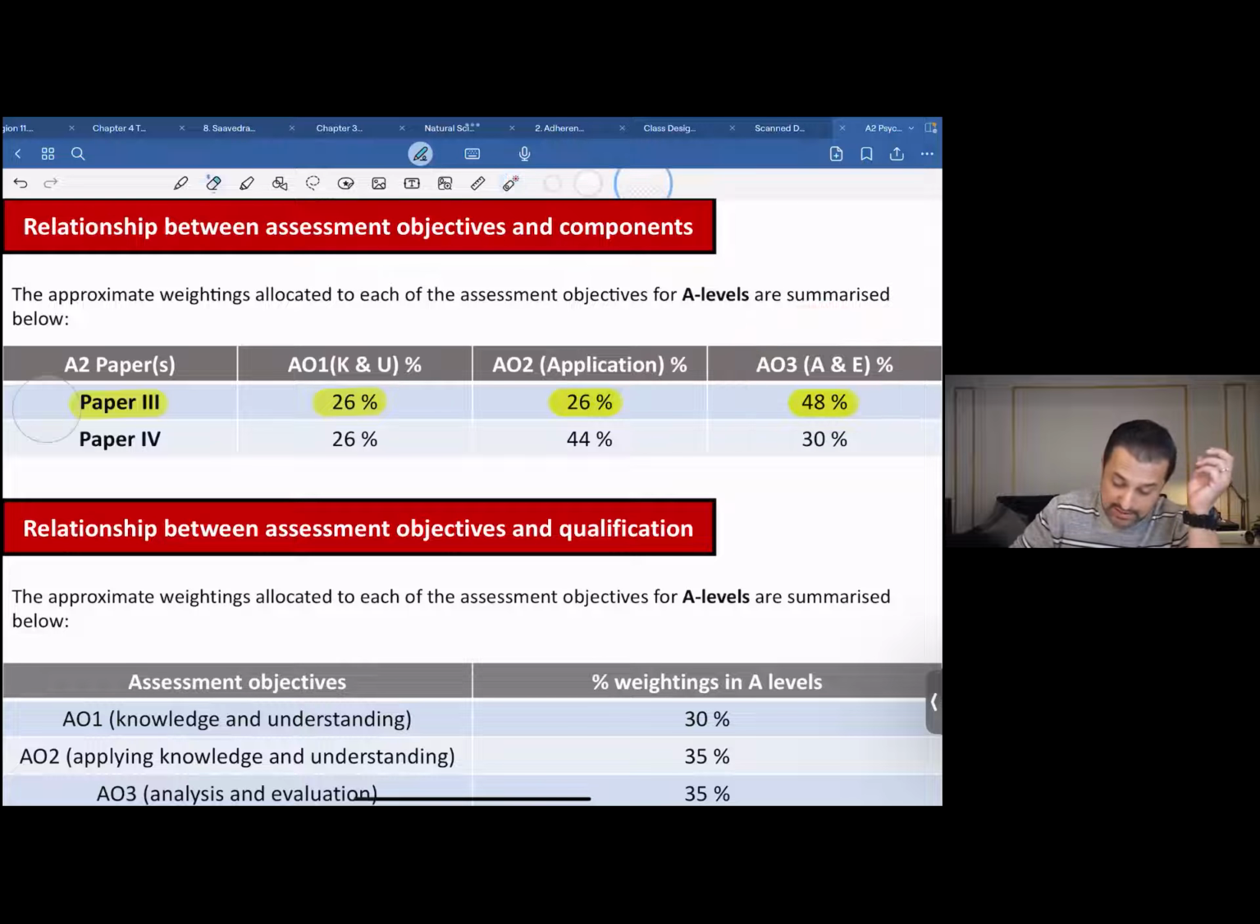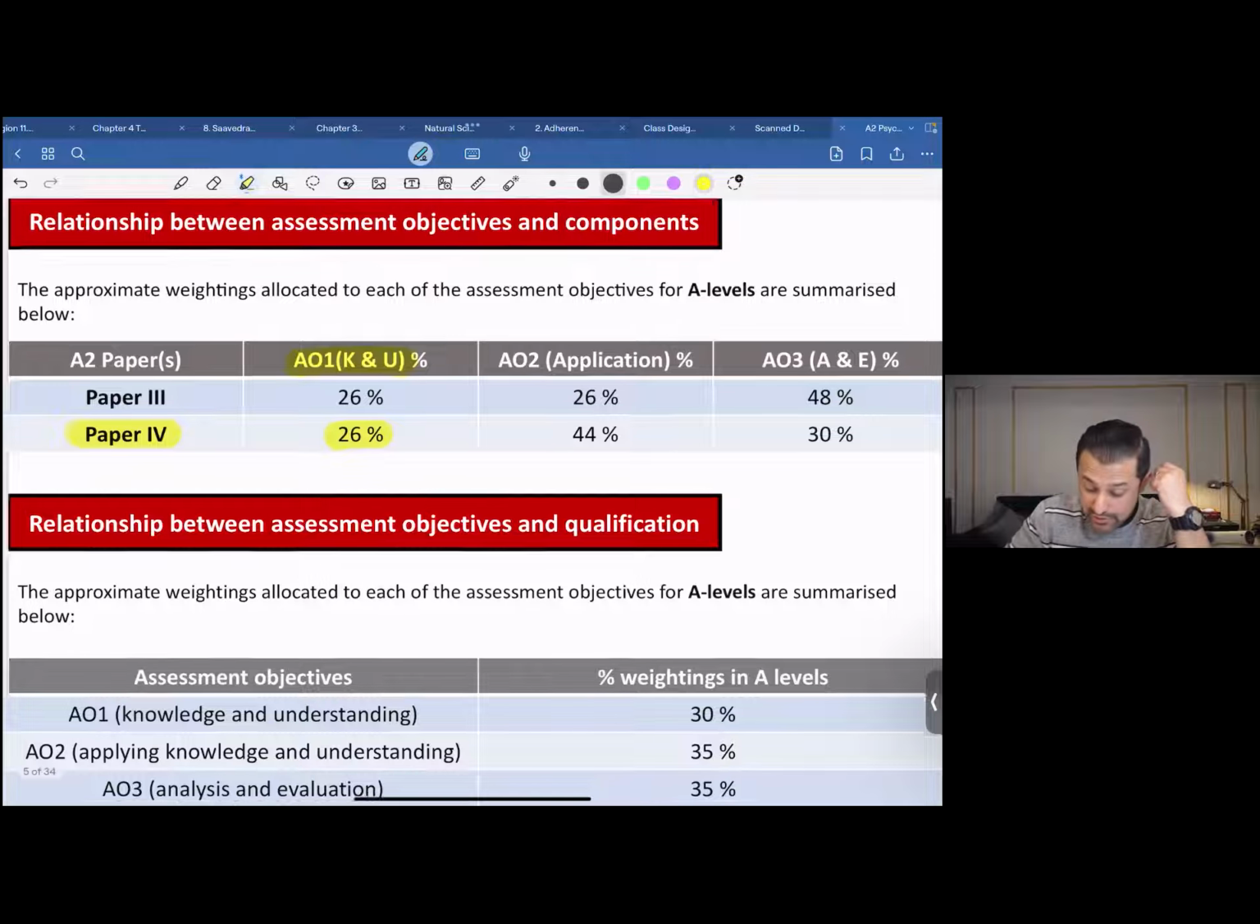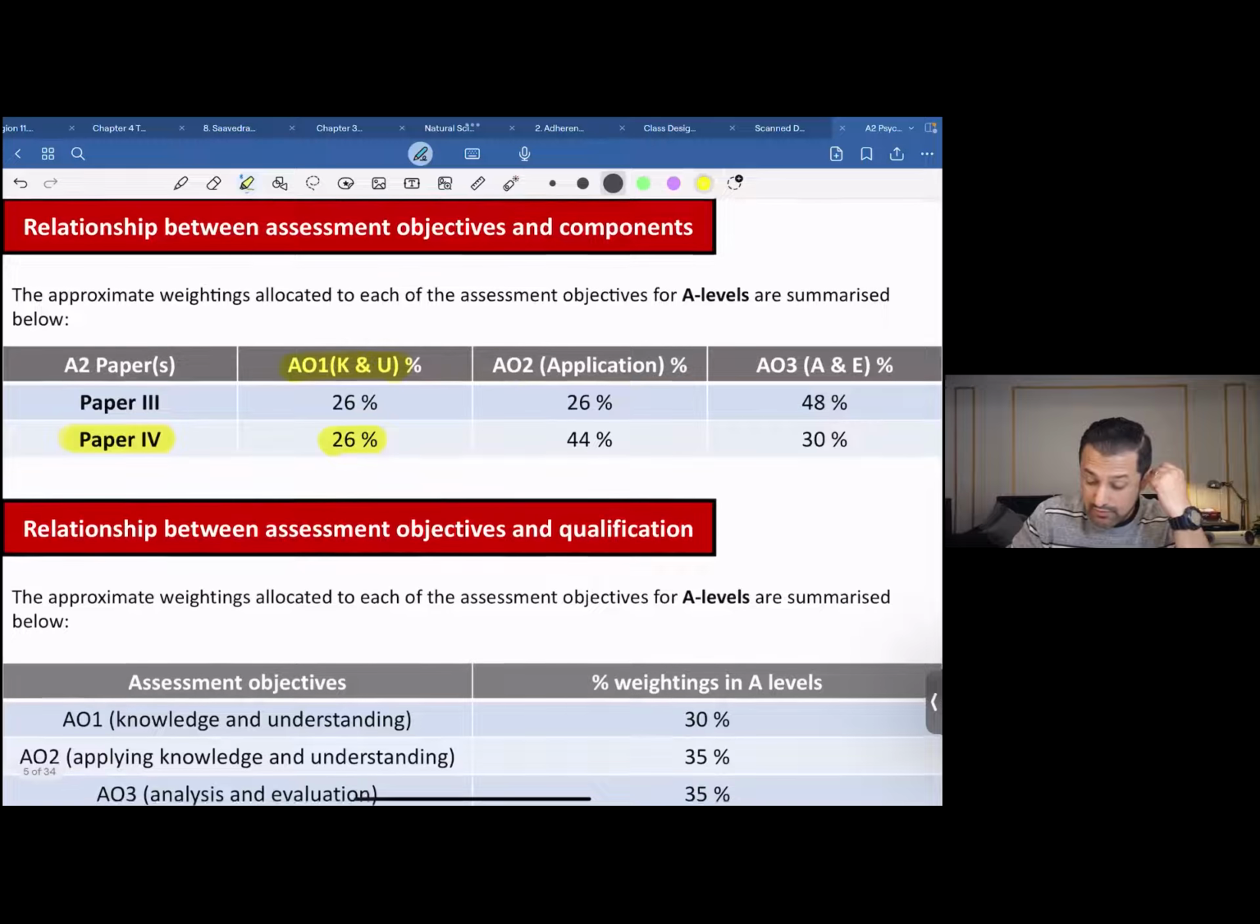Likewise, if I take this ahead and I speak of paper four, in paper four, you are tested on knowledge and understanding for 26% of marks. For application, you are tested worth 44% of marks. And for analysis and evaluation, it is 30% of marks.